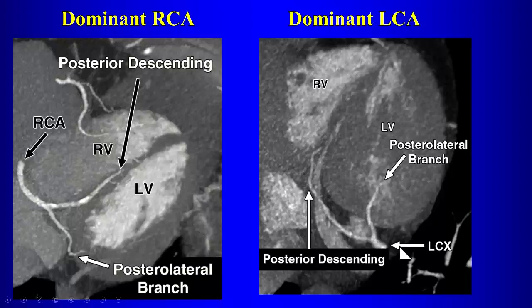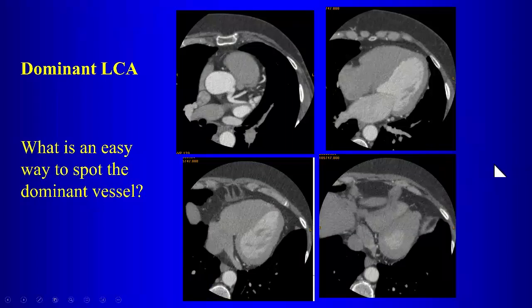Dominant left coronary artery, circumflex comes all the way around, gives you the posterior lateral branches here, the posterior left ventricular branch, and then the PDA coming off the circumflex coronary artery.